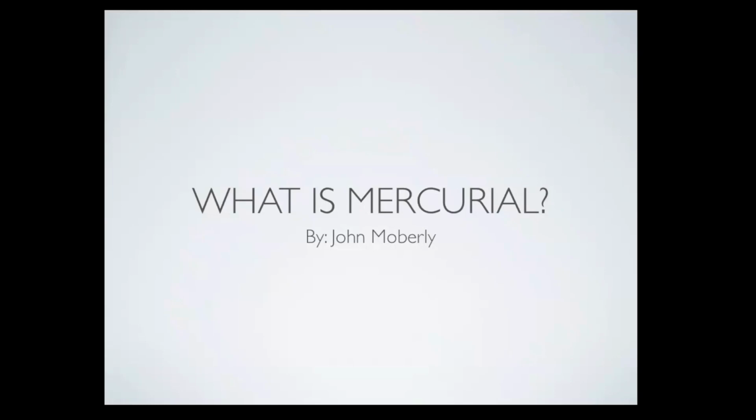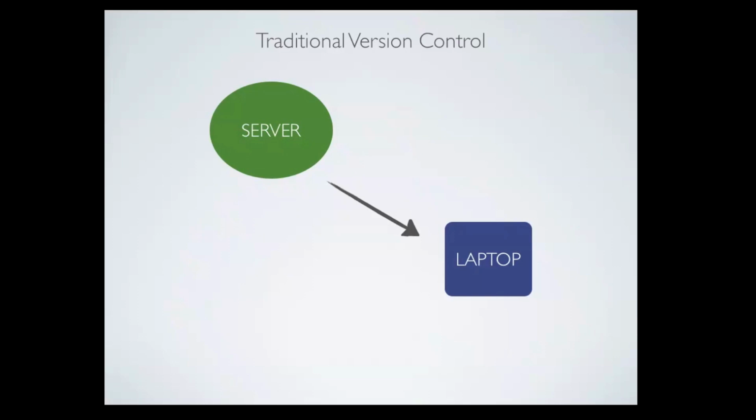Hey, welcome. If you're watching this, you probably want to know what is Mercurial, what's it good for, and how can it help me? So, most people are familiar with Subversion or CVS, the more traditional version control systems that operate using a server that hosts the repository and the laptop as a client to that, where you check out the source code, then you make some changes and you commit it right back to the server.